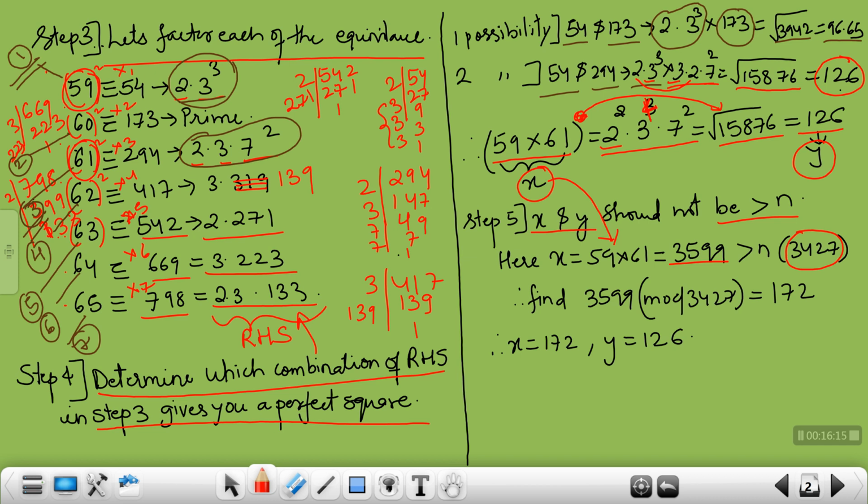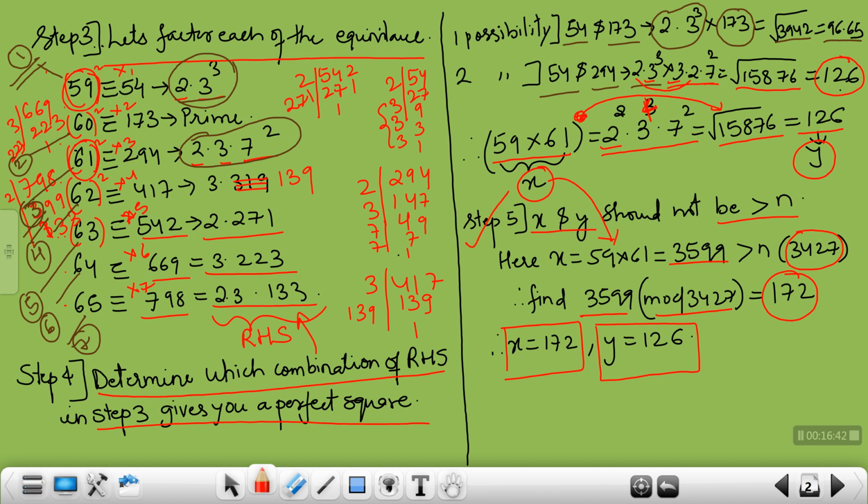The moment your x value is greater than n, as you all know, we should find out the modulus of that number to calculate the smallest number. So 3599 mod 3427, we get the answer as 172. So your new x value will be 172 and y value is 126. Is 126 greater than n? No, 126 is smaller than n, so we keep the value as it is. So the value of x is 172 and y is 126.